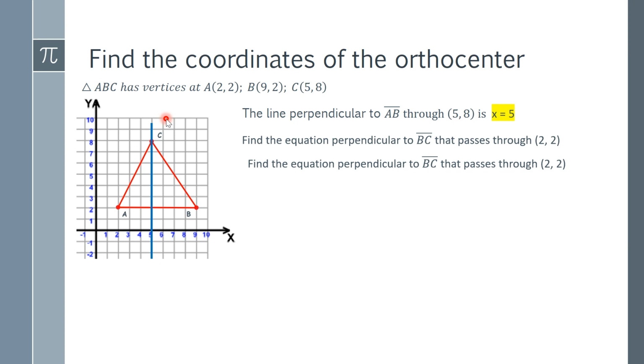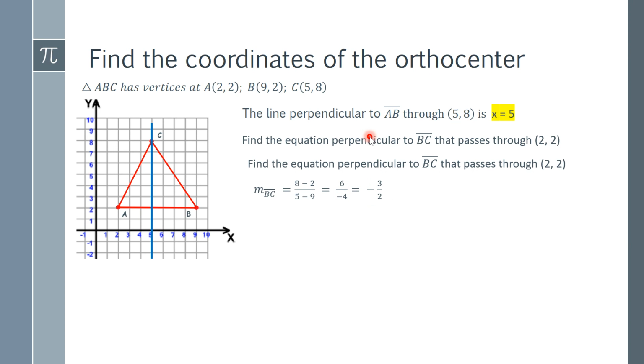So to find the equation perpendicular to BC that passes through 2, 2, we're going to start off by finding the slope of BC. Remember the slope formula, y2 minus y1 over x2 minus x1. So we're just substituting these points in. So 8 minus 2 are the y's, 5 minus 9 are the x's. That equals 6 over 4, which turns into negative 3/2.